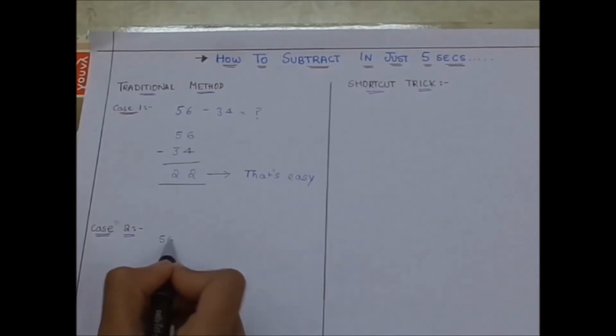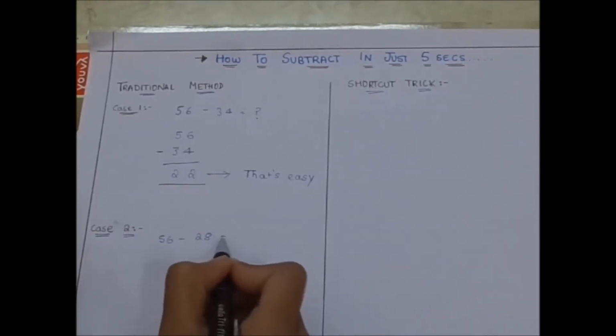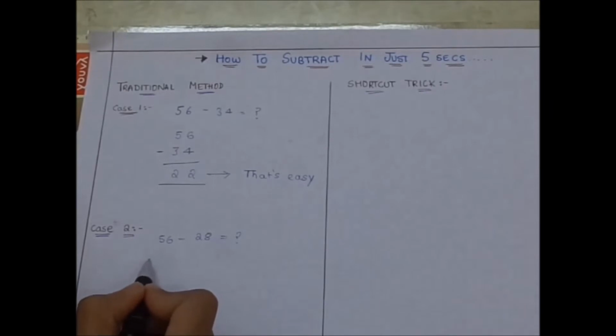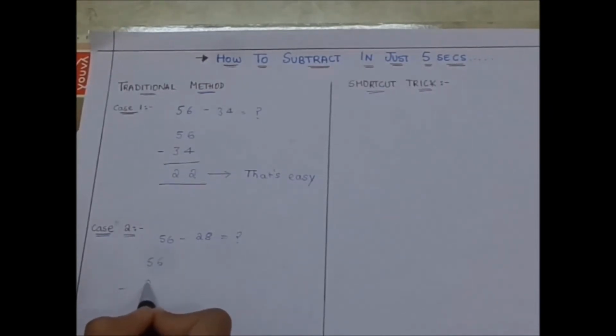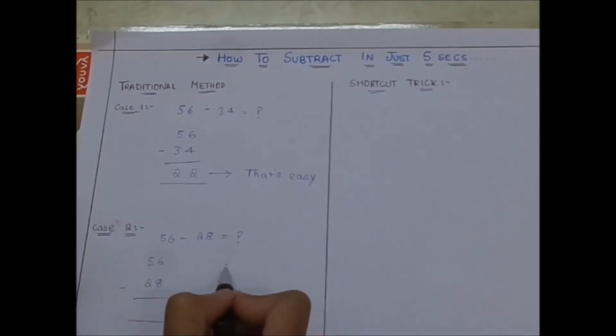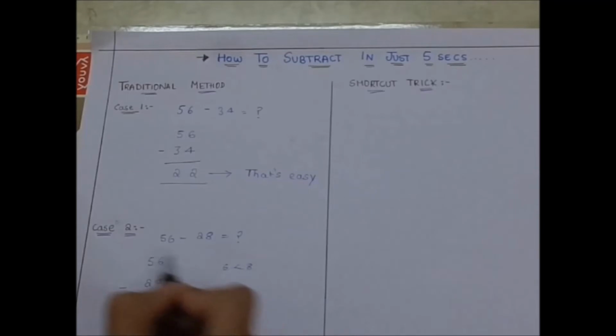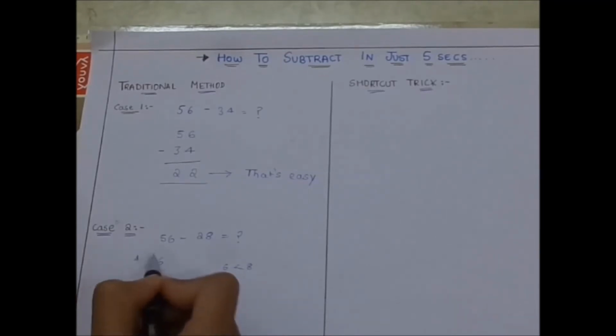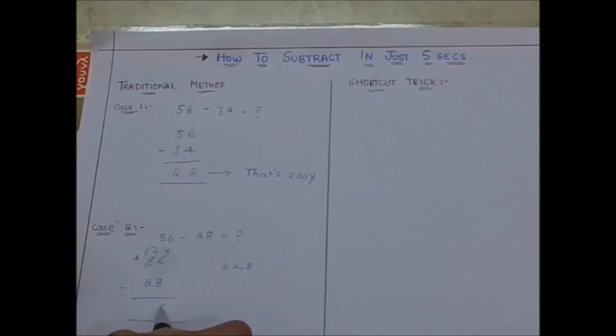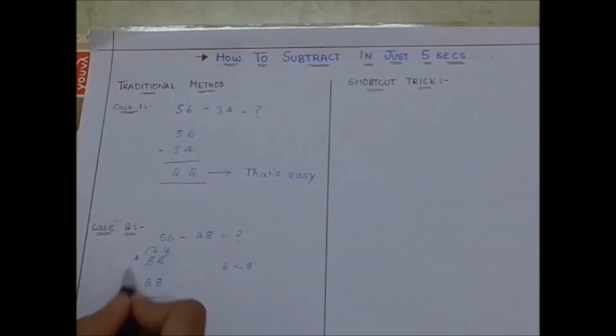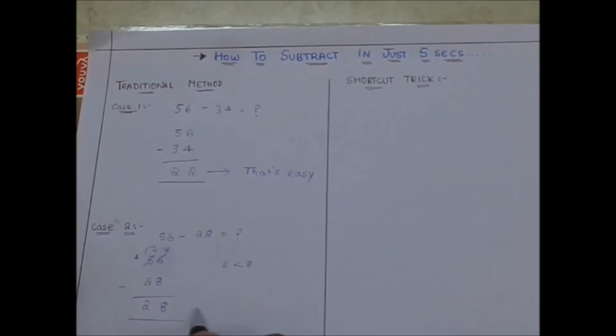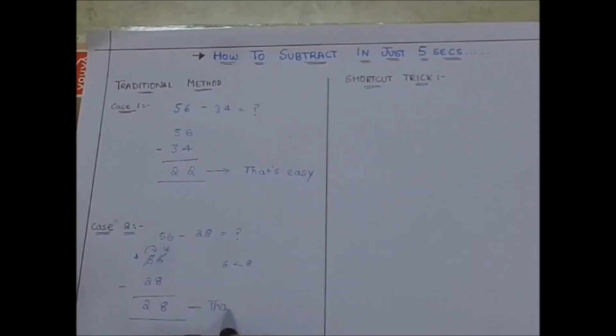In case 2, we'll take an example in such a way that the unit digit of the greatest number is smaller than the unit digit of the least number. So let us take the example 56 minus 28 and write it in traditional method form. We can't follow the steps which we followed in case 1 since 6 is less than 8. So what we do is we get the carryover 10 from the neighboring number and add it to the unit digit of the greatest number. So that comes to 16. Then we subtract 8 from 16 to get 8. Then 4 minus 2, which we get as 2. So the answer is 28. That's a bit difficult since we can make blunders when we get the carryover 10 from the neighboring number.